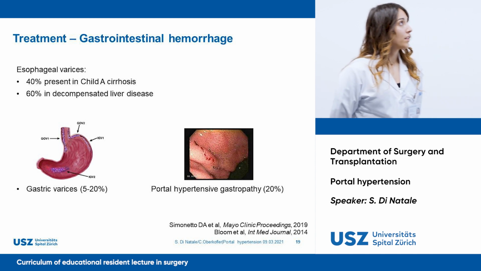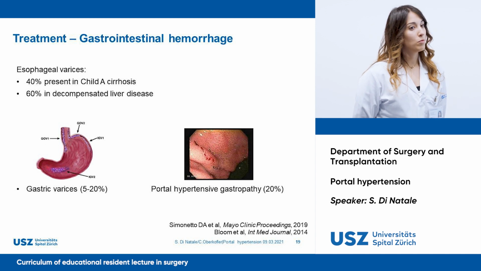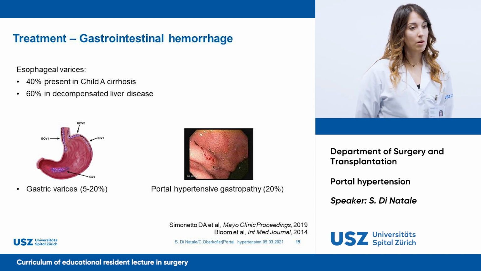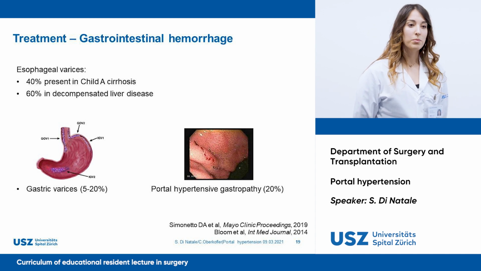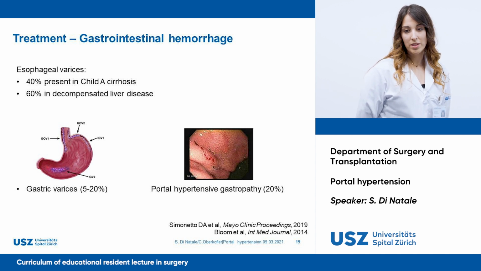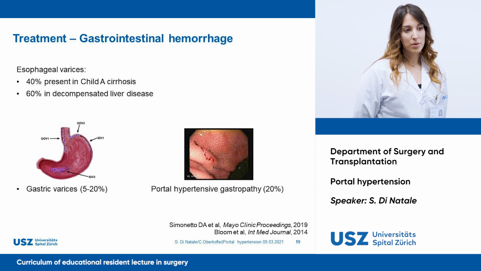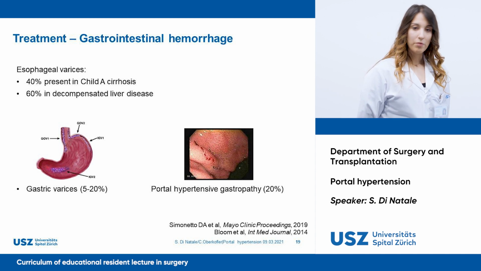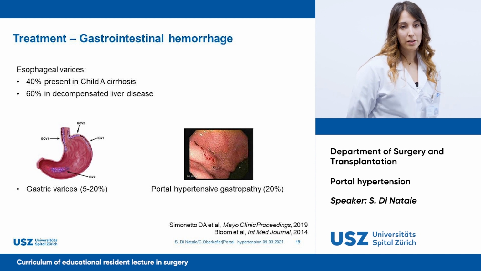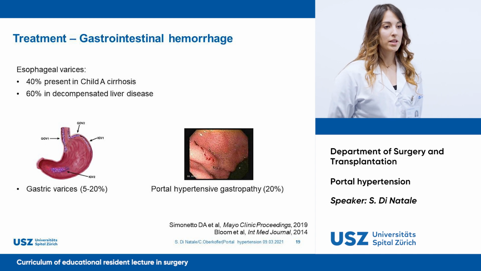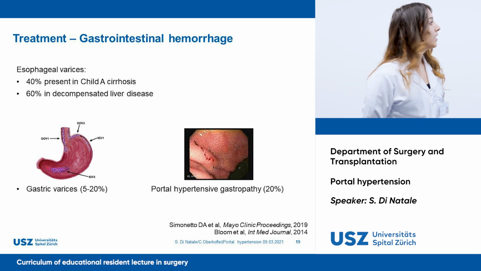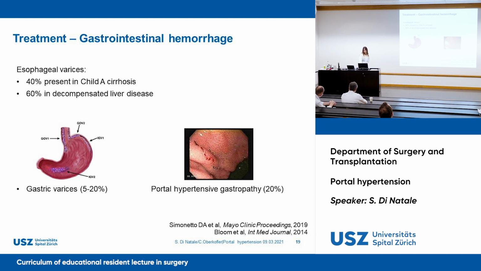Gastroesophageal varices and gastrointestinal hemorrhage are one of the most common and important complications of portal hypertension. Esophageal varices are seen in about 40% of patients with an initial diagnosis of Child-Pugh A cirrhosis and in 60% in case of decompensated liver disease. Gastric varices are less common and have a lower bleeding risk compared to esophageal varices. Portal hypertensive gastropathy is characterized by an endoscopic image of snakeskin or scale-like mucosal changes and can be a reason for chronic anemia.